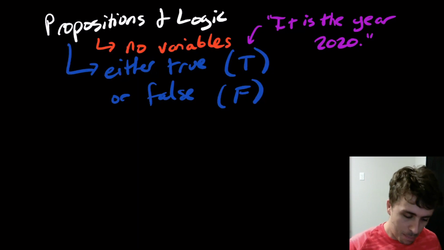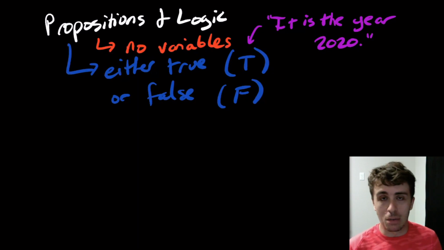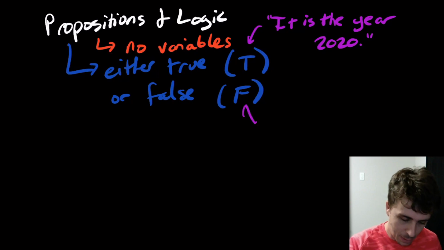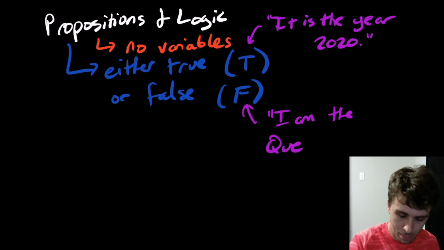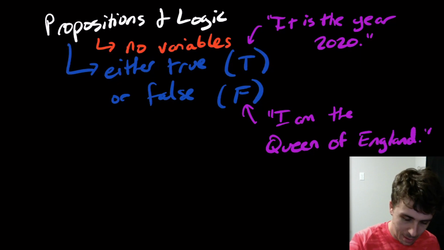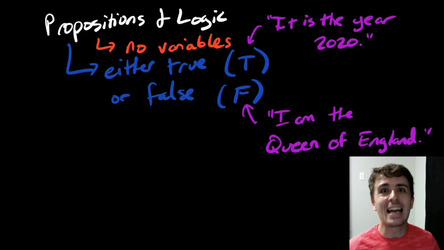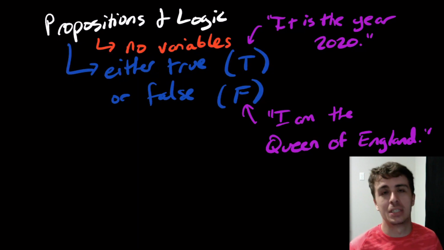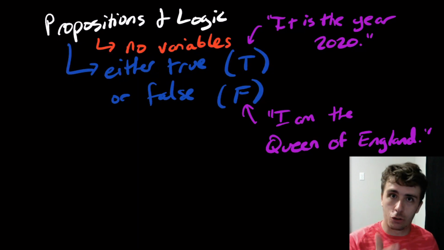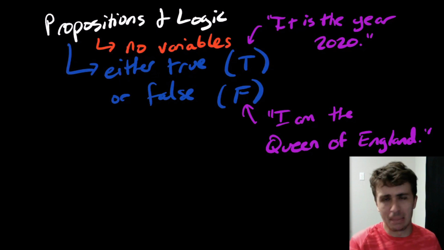All right, but there are some false statements that I could make, such as, at least now, I am the Queen of England. I mean, it's very likely that that'll never be true for me, but at least now it is not true. So that is a false statement. So we can have true propositions or false statements, okay?